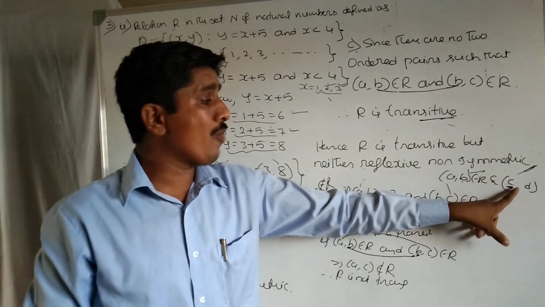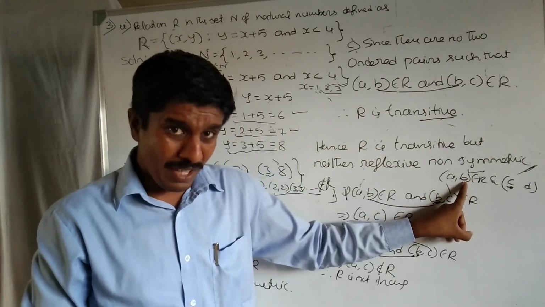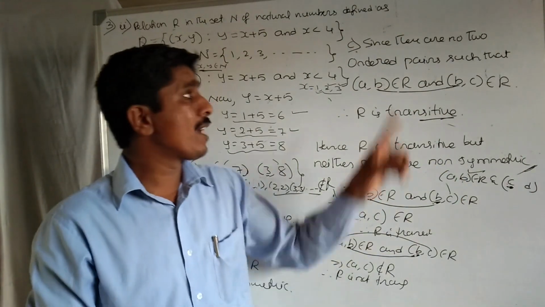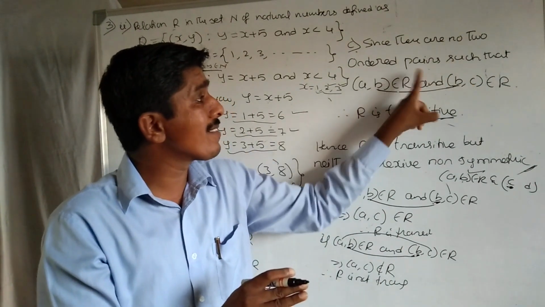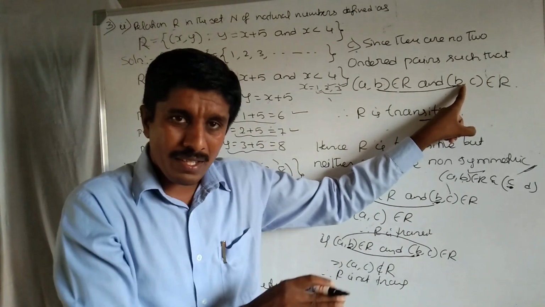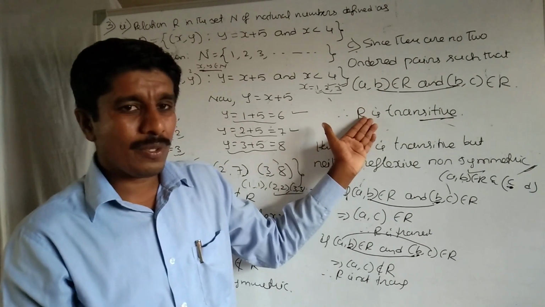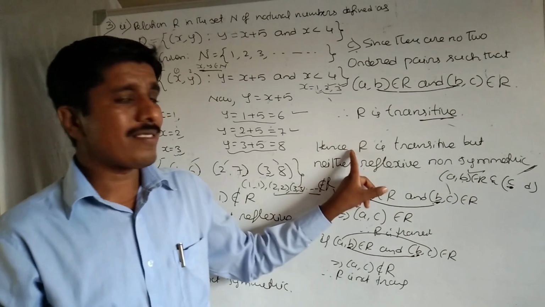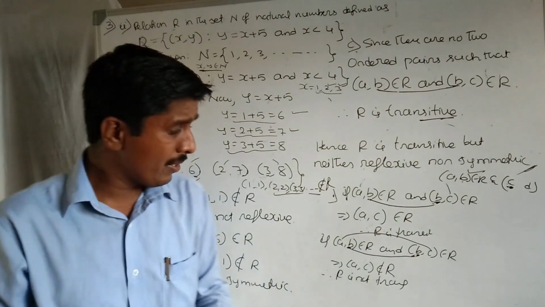But here we don't have a second ordered pair in which the first element equals your second element, therefore it is transitive. You have to write the statement like this. Since there are no two ordered pairs such that this type of ordered pairs are in the relation, therefore it is transitive. Therefore clearly this relation is transitive but not reflexive and not symmetric. We write: yes, R is transitive but neither reflexive nor symmetric. Go to the next one.